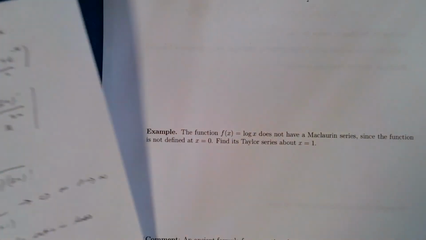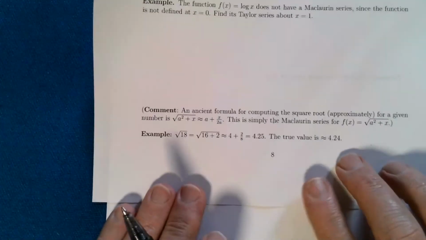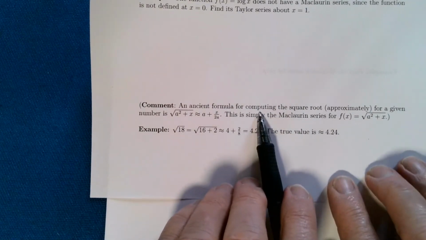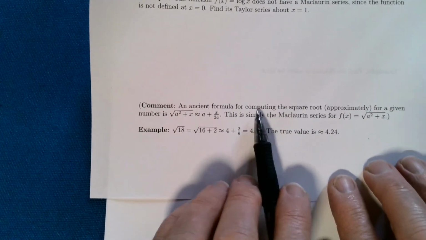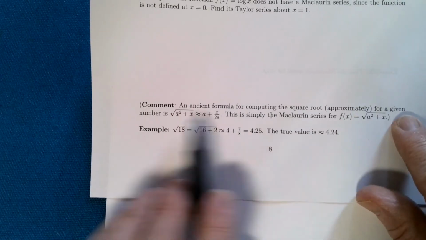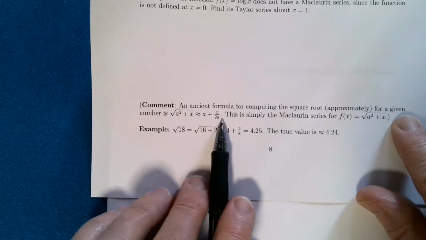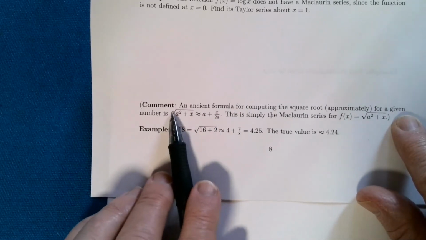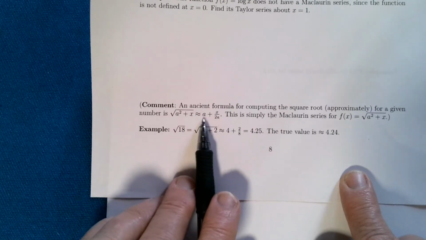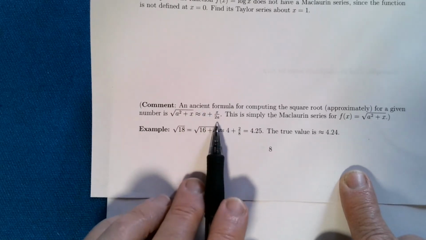Well, I mentioned here in passing that there's an ancient formula for computing the square root. You may not have come across this before. If you're on a desert island and you haven't got a calculator, and you want to work out square roots, or at least get an approximate value, then you can use this little funny formula here. It's the square root of a squared plus x is roughly a plus x over 2a.